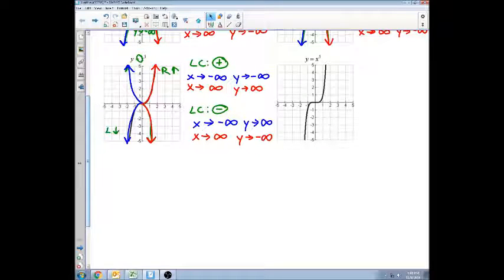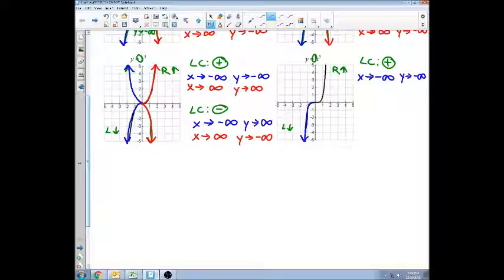Okay? Let's see if there's a pattern with odd degrees. So looking at this problem, my leading coefficient for my black graph is positive. Okay? So what happened in this case? Well, on the left-hand side, it went down. On the right-hand side, it went up. Just like the last time, right? So as my graph moves to the left, my y went down. How do I say my graph just moved to the left in infinity notation? It would be x approaches negative infinity. How do I say that my graph went down in infinity notation? Well, it would be y approaches negative infinity.